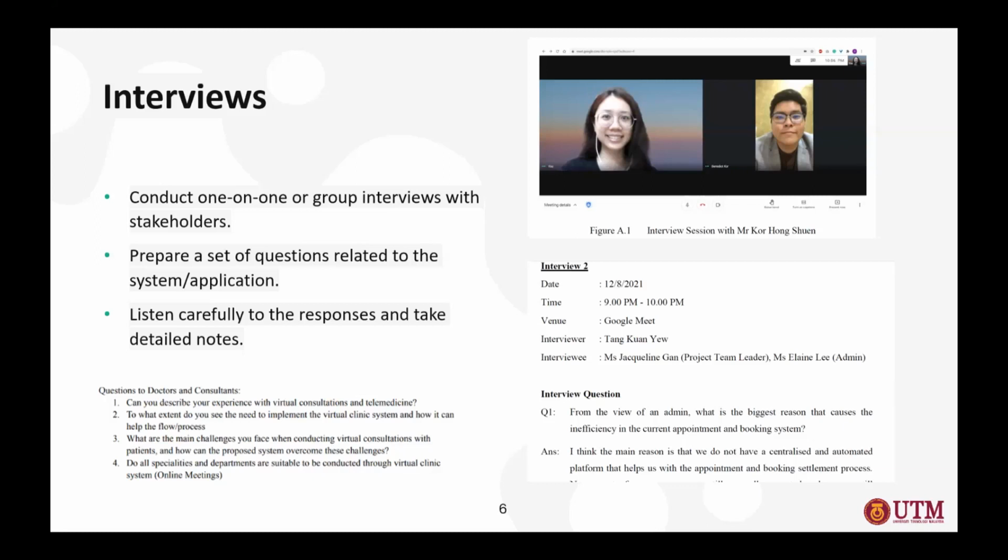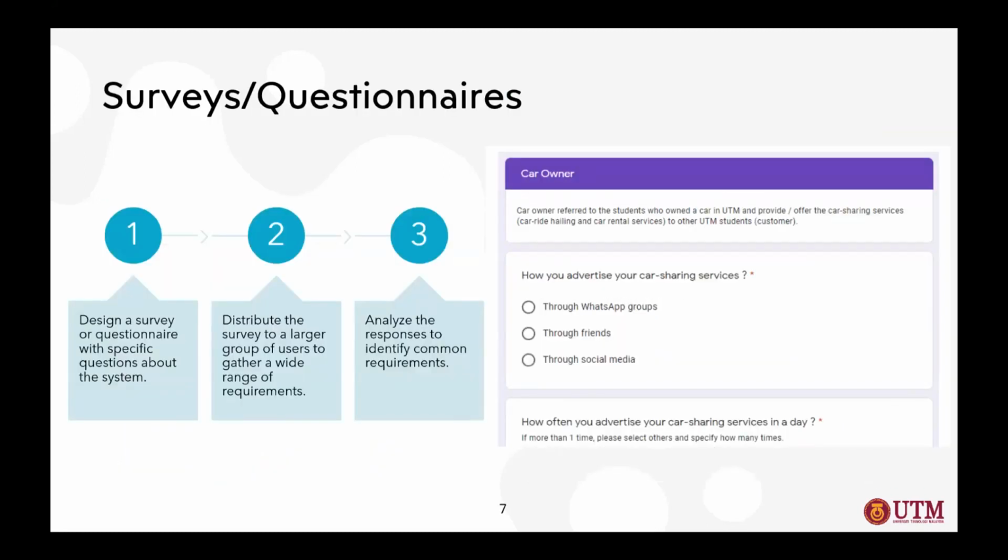So please prepare. This is the most preparable technique that will be chosen by students when they want to get the user requirements. Next, survey or questionnaire. This one is also a popular technique.